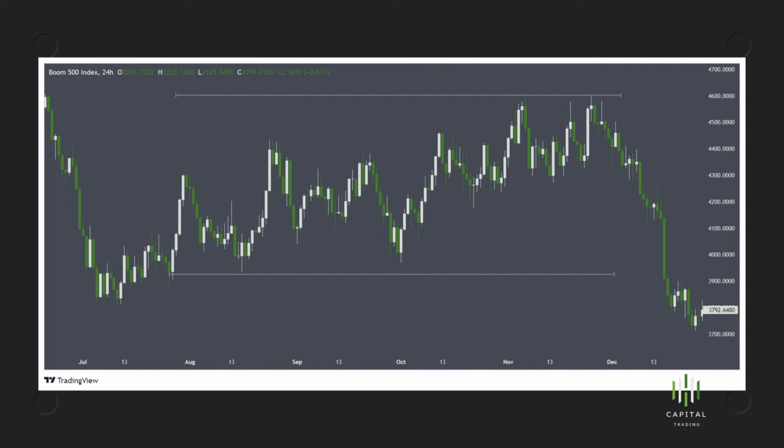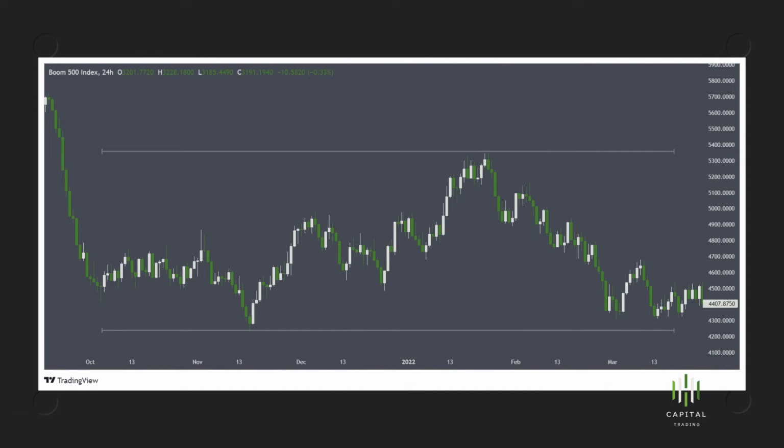This is boom 500. Boom 500 has been ranging, from August 2022 up to December 2022, right? So it doesn't necessarily mean that we can't find setups in this market condition. We can do that, we do that. It's just that it's not highly favorable for trading market conditions that are in a consolidation.